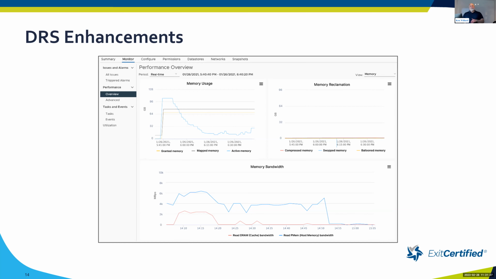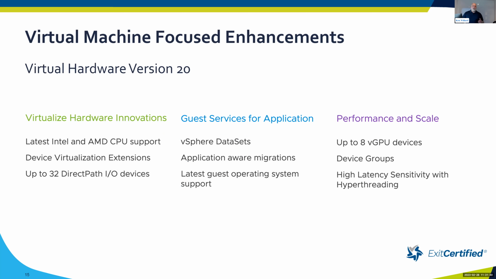And then there's actually a bunch of other things that came along that are very virtual machine focused improvements in vSphere 8. So we get a new virtual hardware version. Version 20 was released with vSphere 8. It gets us support for the newest CPUs, and it gets us some really interesting new features that we're going to talk about here. Device virtualization extensions, one of the cool ones. We've got a slide coming up on that.